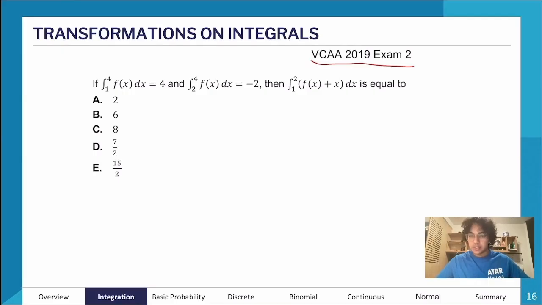If you guys are interested in the statistics, like what percentage of students answered A, B, C, D, or E, you can check that out on the VCAA website. They obviously show the correct answer. They don't show the working out too much, which is kind of annoying. But they do show you the distribution of students who selected each option, which I think is pretty interesting. But yeah, if you guys are interested in that, check that out.